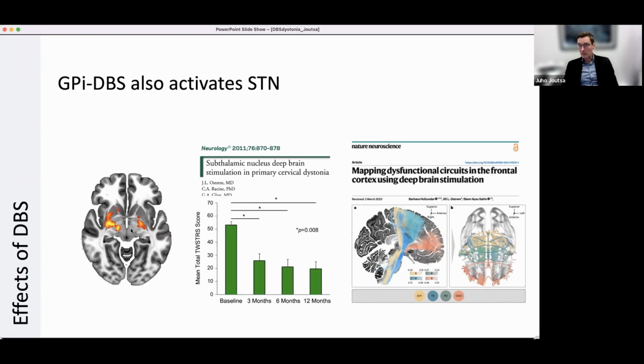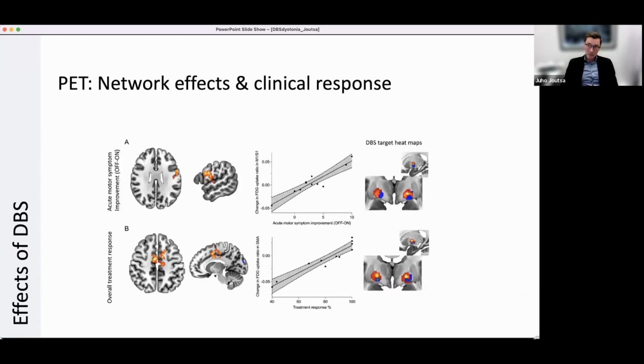And what the finding of GPi DBS-induced STN activation means is that the STN and GPi are probably part of the same network, explaining why both of these work. And with the network theory, basically there should be other locations as well where you might get some treatment benefit. But back to the PET imaging data.